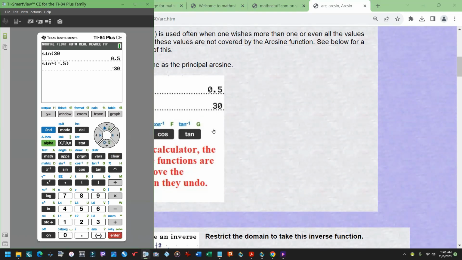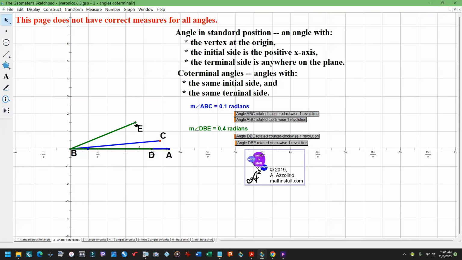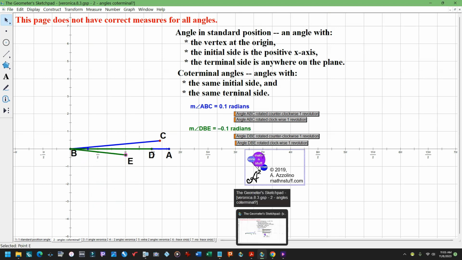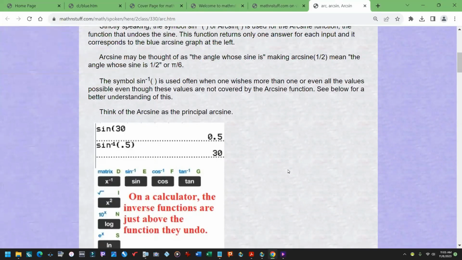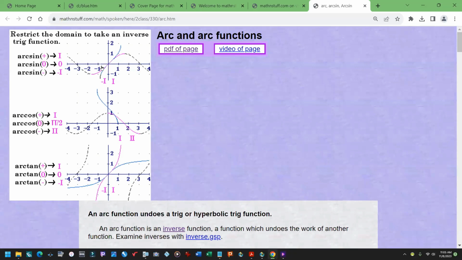Negative 30 will mean that I'm going this way. I've gone clockwise, and therefore have a negative angle. Let's go back to the web page. I think you now understand this picture. Now I want to go to the tangent picture.